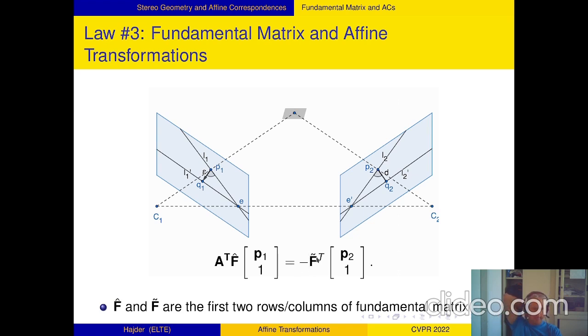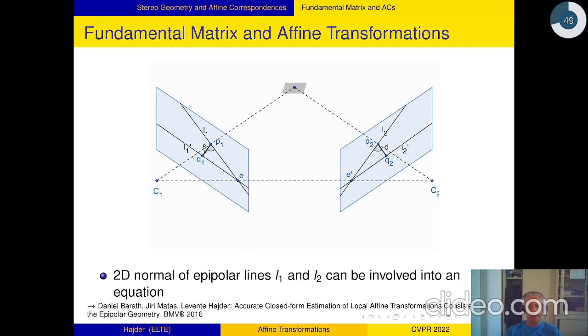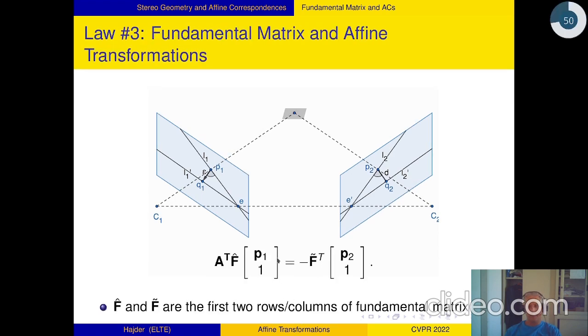And here the tilde F transpose is very similar. In that case the last column of the fundamental matrix F is deleted. After elementary modification, you can find the proof in our BMVC 2016 paper, an equation can be formed which connects the affine transformation and the fundamental matrix plus the point locations. So this is a basic equation which connects the fundamental matrix, point locations, and affine transformations.